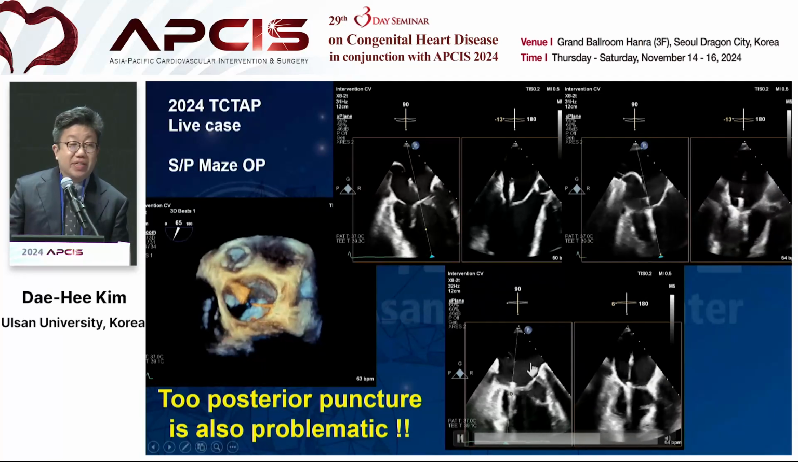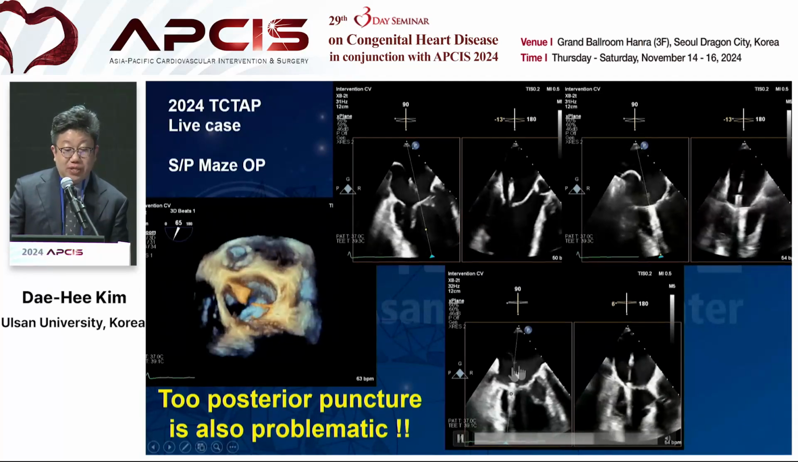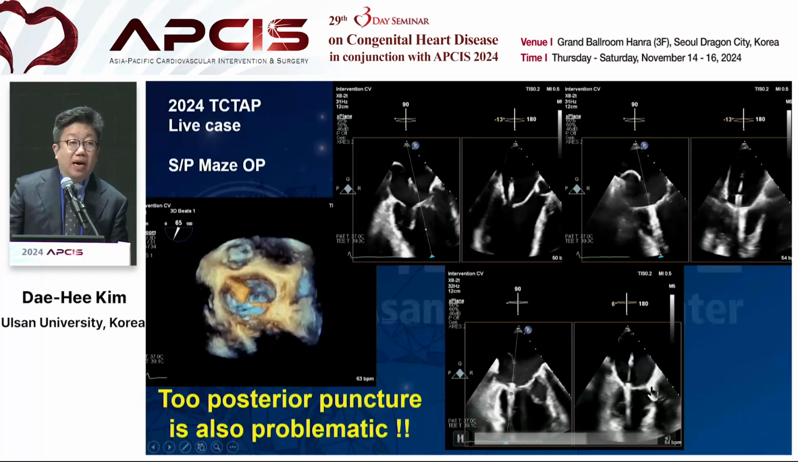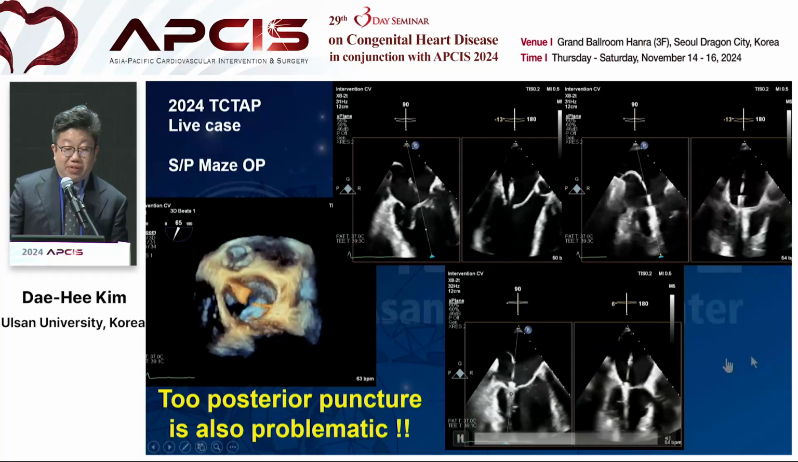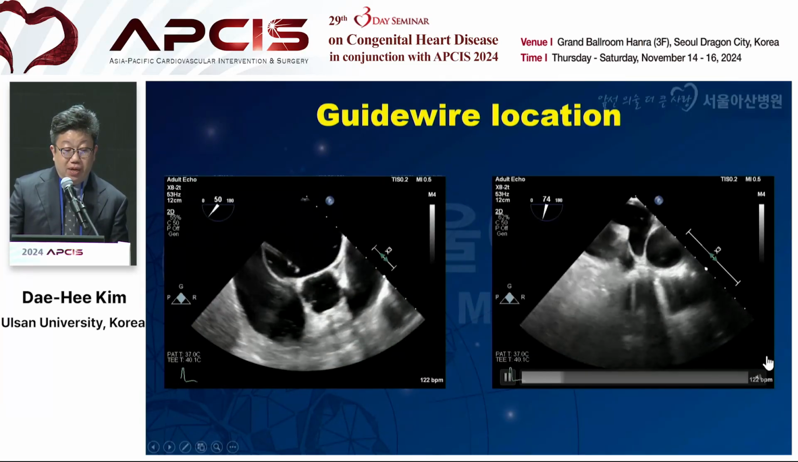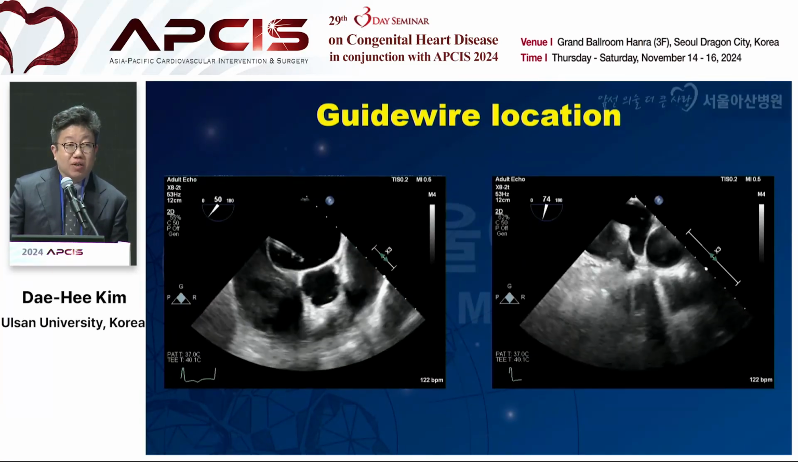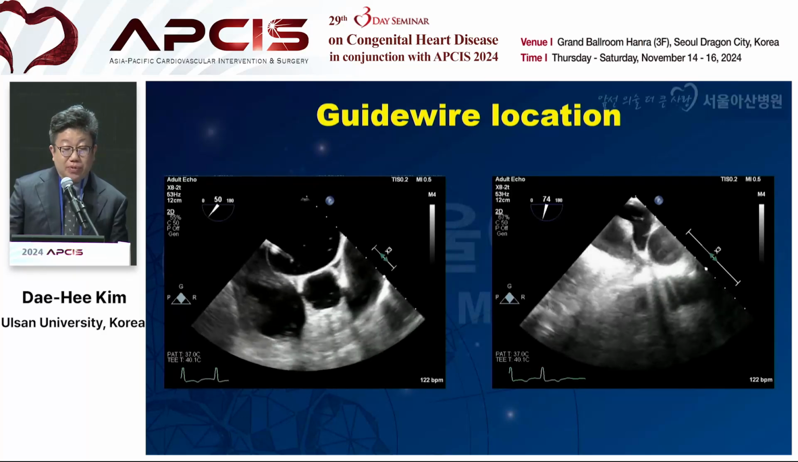One of the panelists recommended independent grasping use. After then, we made a grasping of this patient like this in a successful manner. So the too posterior puncture caused some problem in this patient.